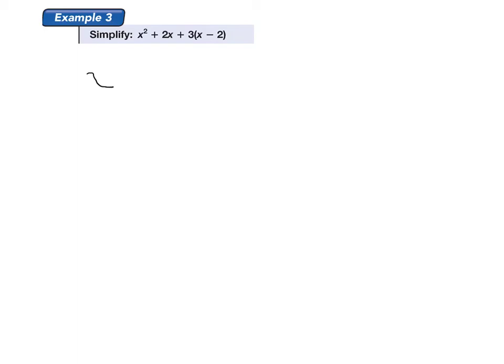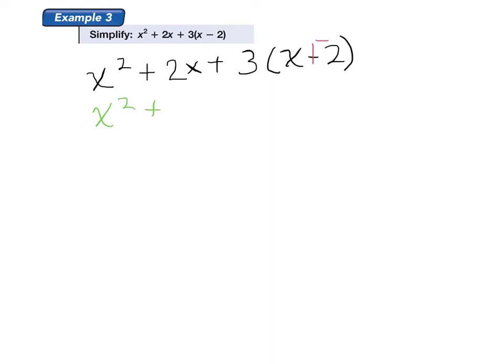So we'll rewrite it. We've got x squared plus 2x plus 3 times x minus 2. Now, we're going to put plus a negative here, so we don't have to mess with the minuses. And we'll rewrite it as x squared plus 2x plus, now we have to operate. PEMDAS tells us we have to do this. So we have 3 times x, which is 3x, and then 3 times negative 2, which is negative 6.